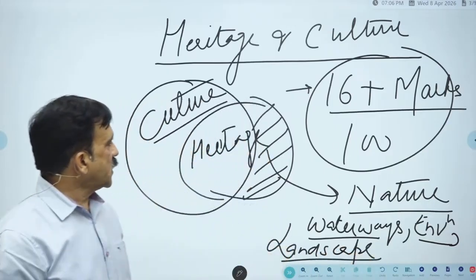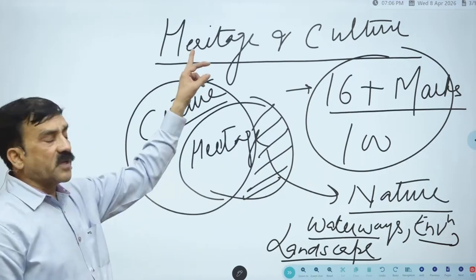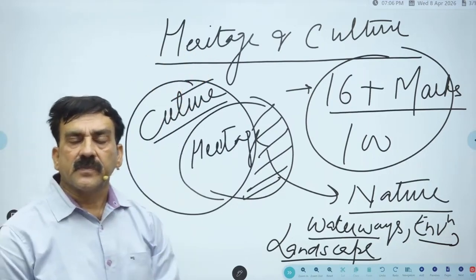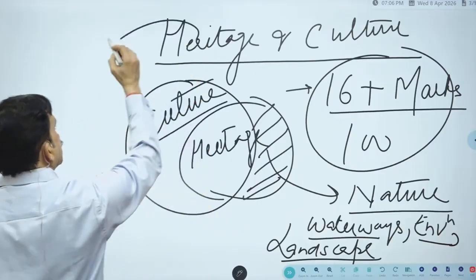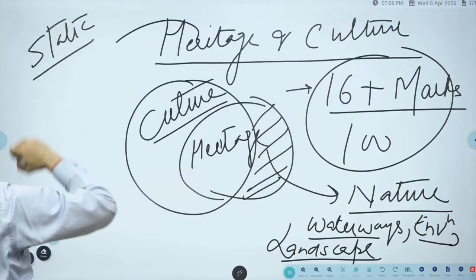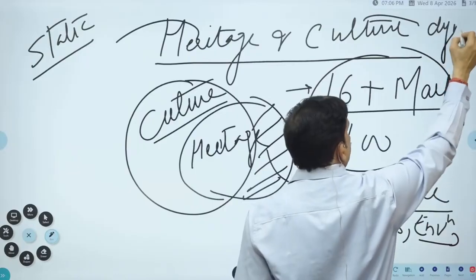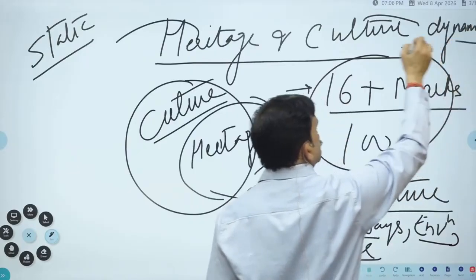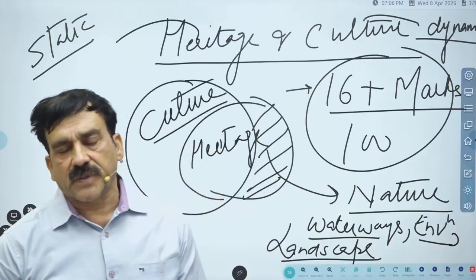So in short, I can just give you the meaning. When we say heritage, this term is a static term. Heritage is static. Culture is dynamic. So how we can distinguish the two? First, I have to understand what the culture means.